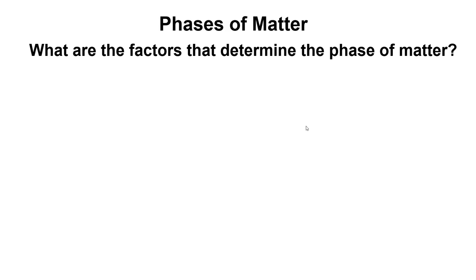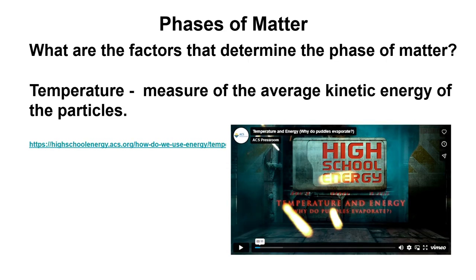All right, so I already mentioned what these three factors are. We're going to walk through each one. Our key factors were temperature, pressure, and those intermolecular forces. So we're going to walk through each one together. The first one is temperature. Temperature is the measure of the average kinetic energy of a particle.